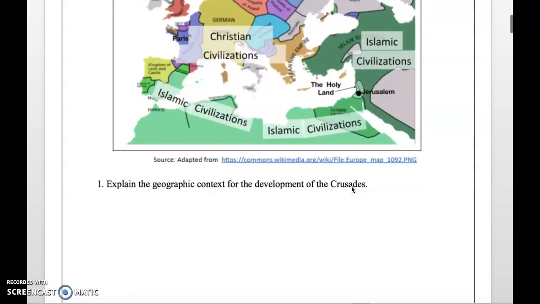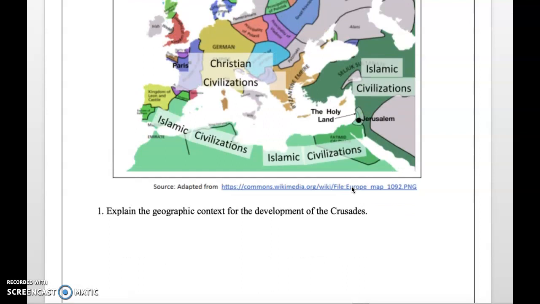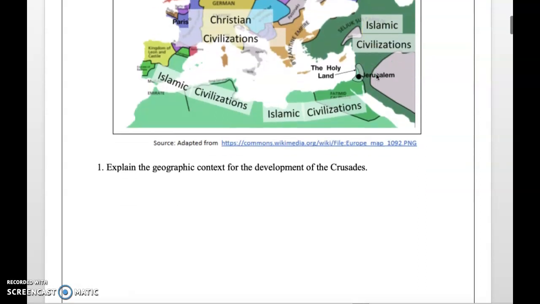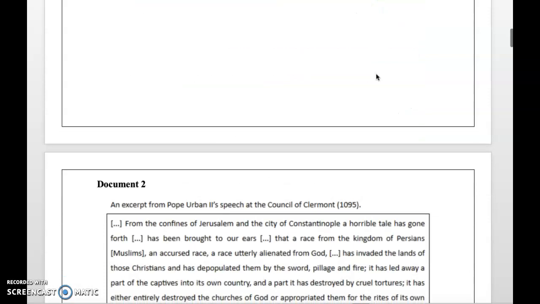So in the answer, you need to explain the geographic context for the development of the Crusades. How did the geography that surrounds this Holy Land lead to the Crusades? How do you think it impacted and caused the beginning of the Crusades? All right, moving on to the next document.